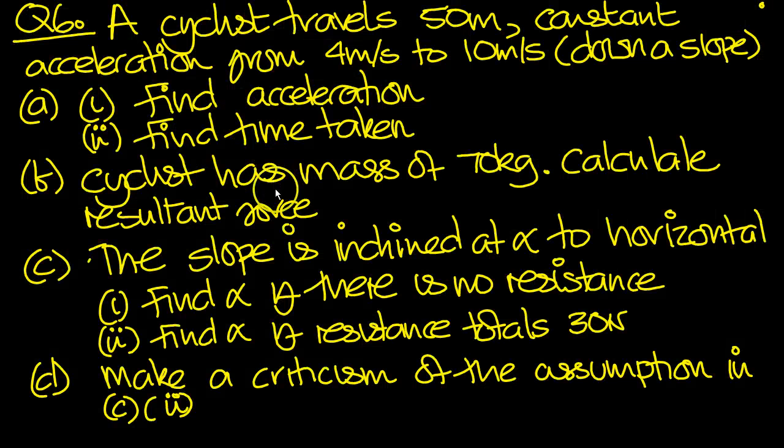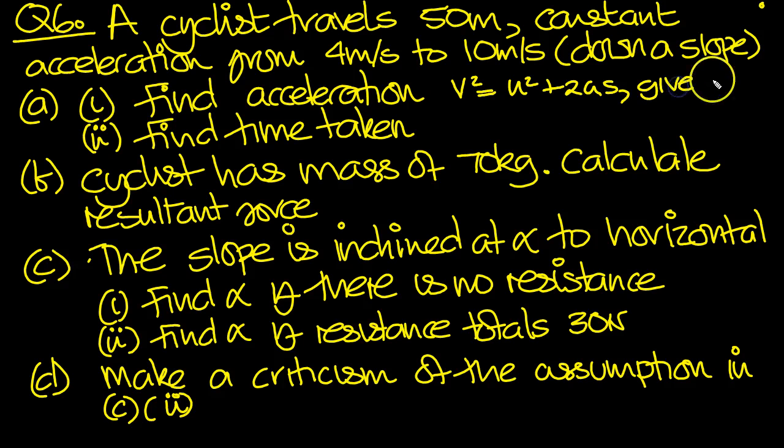Okay, that's the question then, a long question, but let's have a little look at it. I may write something in amongst the question as we go, rather than drag it down the page and have to scroll up and down. So 50 meters, constant acceleration, from 4 to 10. Final velocity, initial velocity and distance. Find the acceleration. Well, that brings to mind v squared equals u squared plus 2as. So I'll put that in here.